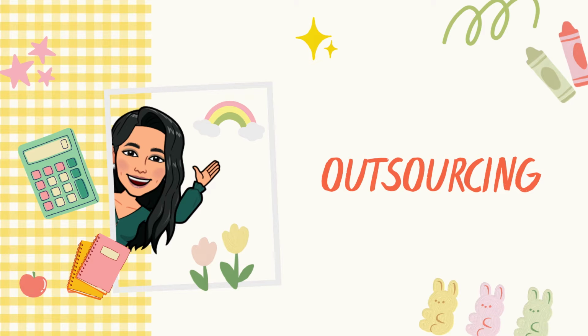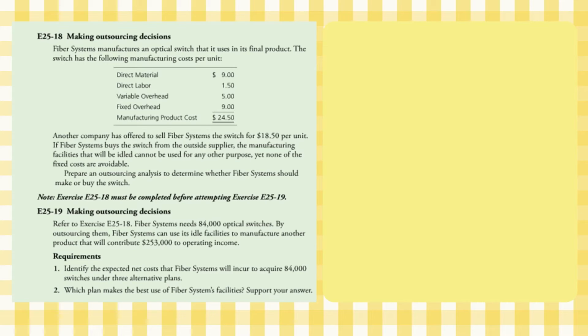Hello, we are still in chapter 25, managerial accounting, short-term business decisions. We're gonna take outsourcing. Making outsourcing decisions. Fiber Systems manufactures an optical switch that it uses in its final product.